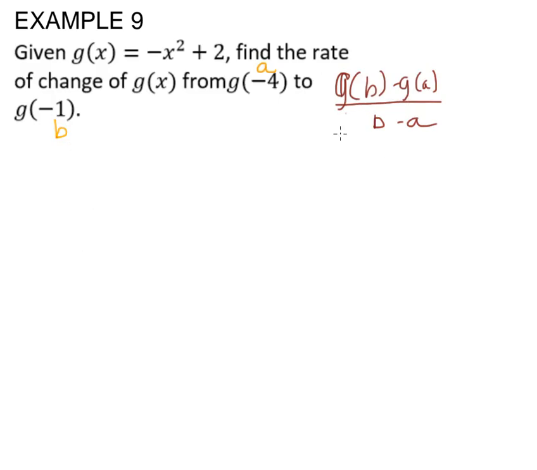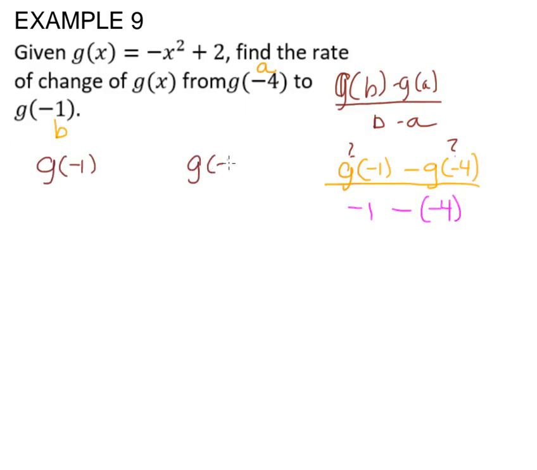So now we're going to set it up. We're going to have g of b, which is -1, minus g of a, which is -4, all over b, which was -1, minus a, which was -4. All right, so of these four things that we have here, we need to find out this and we need to find out that. So we're going to go do that work. We're going to find g of -1 and g of -4.